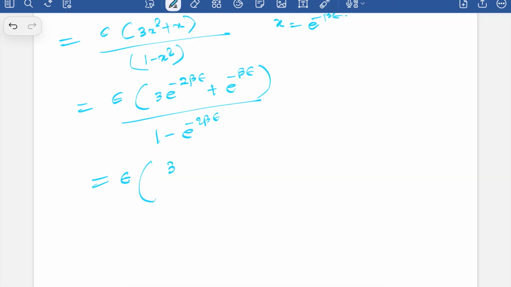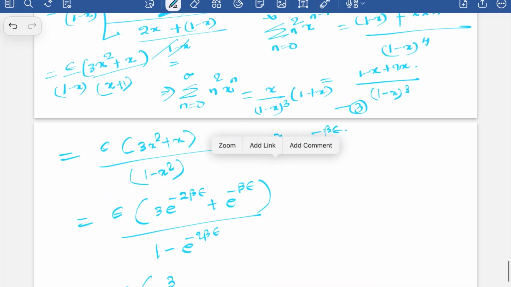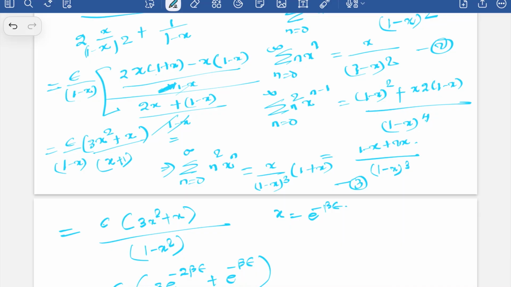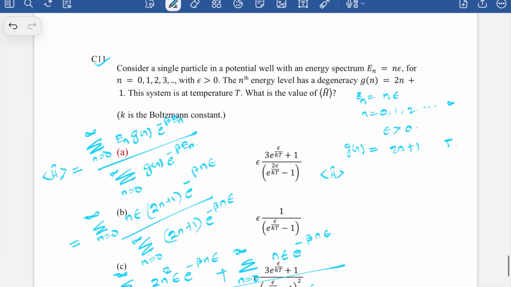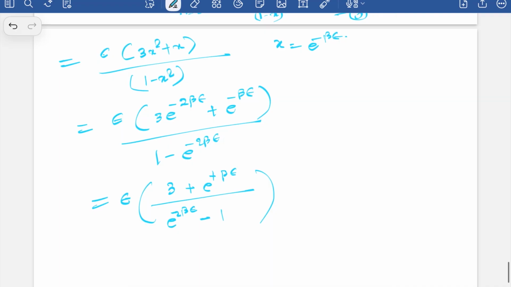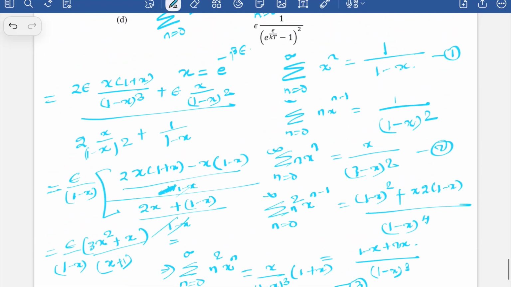epsilon times 3 plus e to the power beta I divided by e to the power minus 2 beta I plus minus 1. Made a mistake probably.